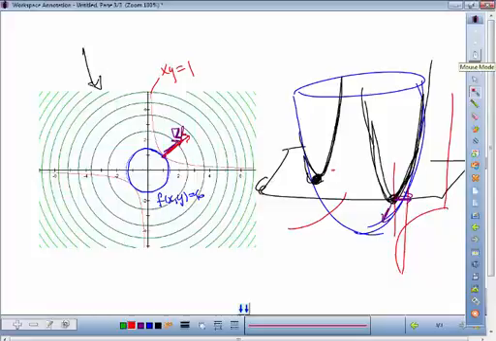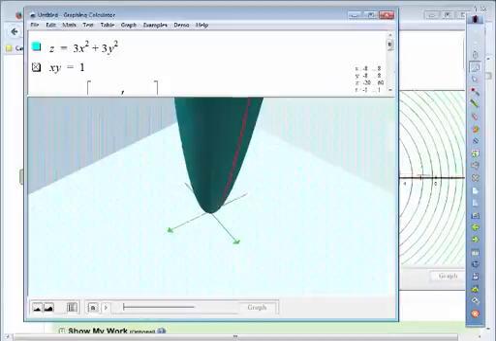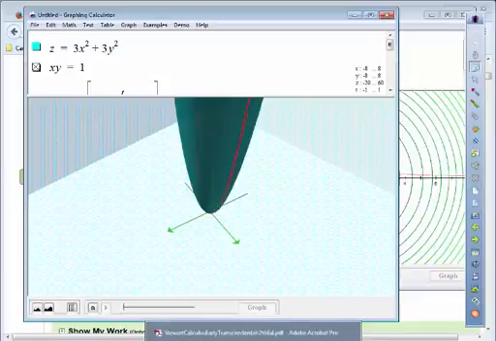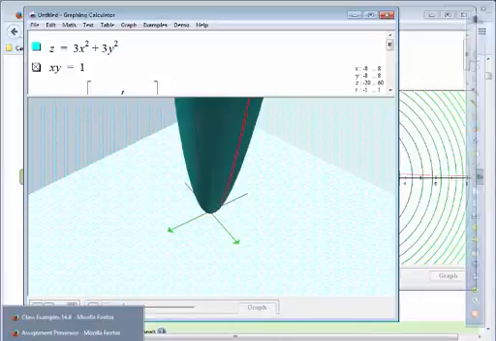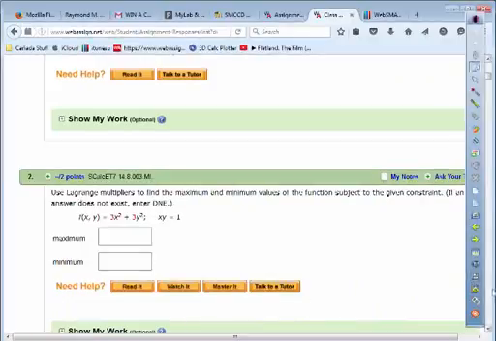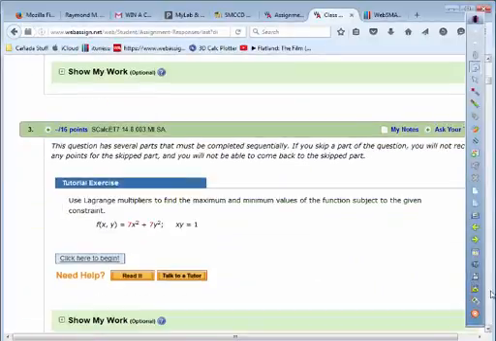All right, let's do another Lagrange multiplier problem. This time, let's take a look at a three-dimensional example. By 3D example, I mean an example where you have a function of 3 dimensions.